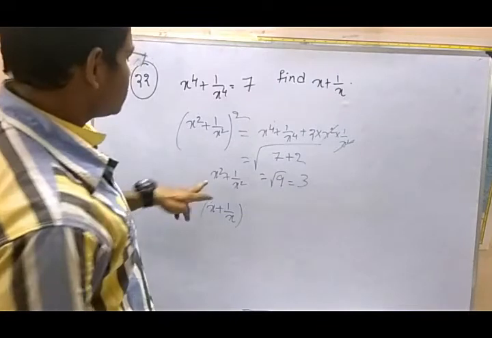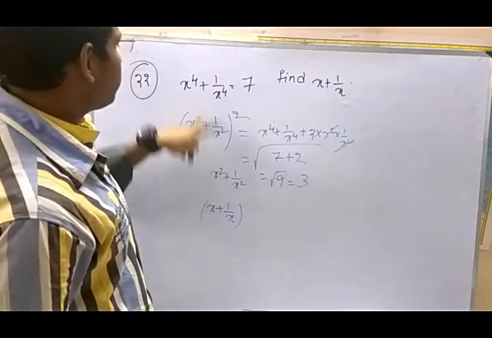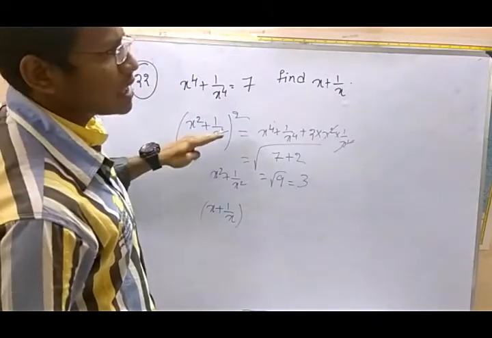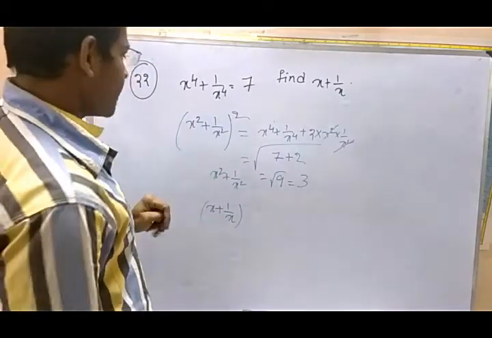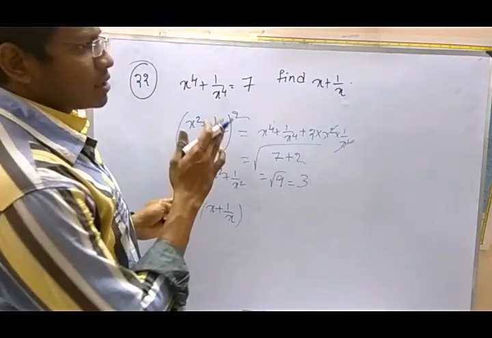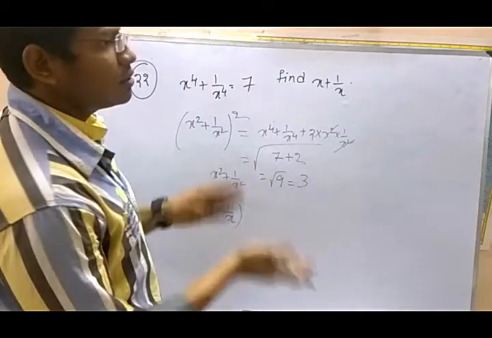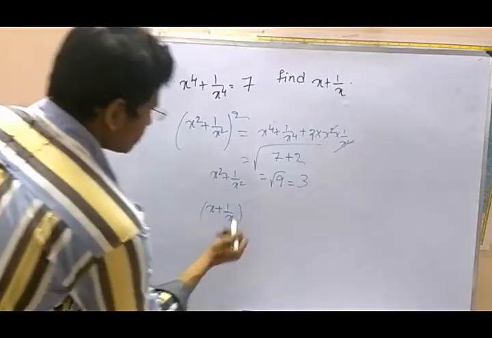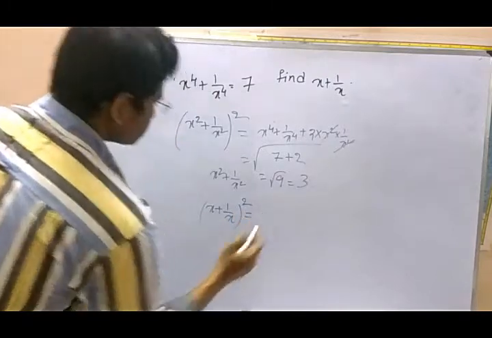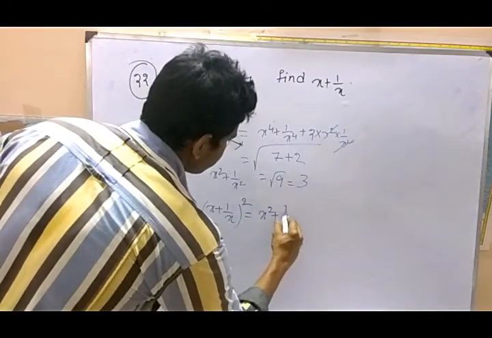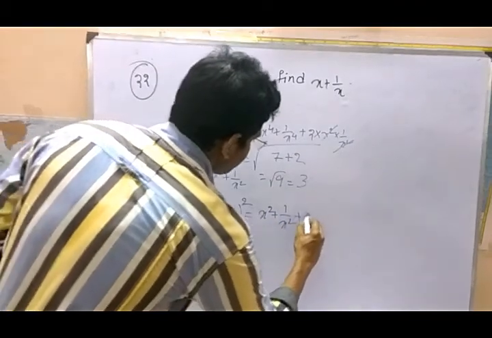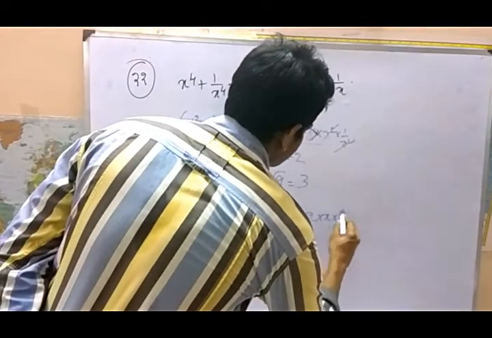Think like this: if we have x power 4, we need to do x square. If we have x square, we need to take x. It means we just need to reduce the power, 4 to 2, 2 to 1. So x plus 1 by x whole square, in order to get this, is x square plus 1 by x square plus 2 into x into 1 by x.